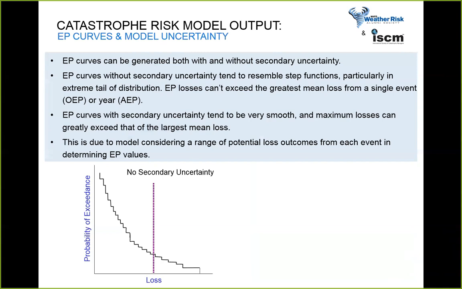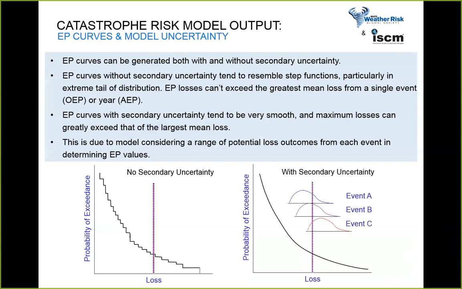However, once you incorporate that secondary uncertainty, the curves tend to be much smoother, because in the case where there's no secondary uncertainty, almost every point on the EP curve is informed by one event and whatever expected loss it is and where it fits on the EP curve. With secondary uncertainty, you can have hundreds to thousands of different events in the event set informing the probability of exceedance of a given loss point. Because of these distributions, you might have many events that could cause that level of loss.